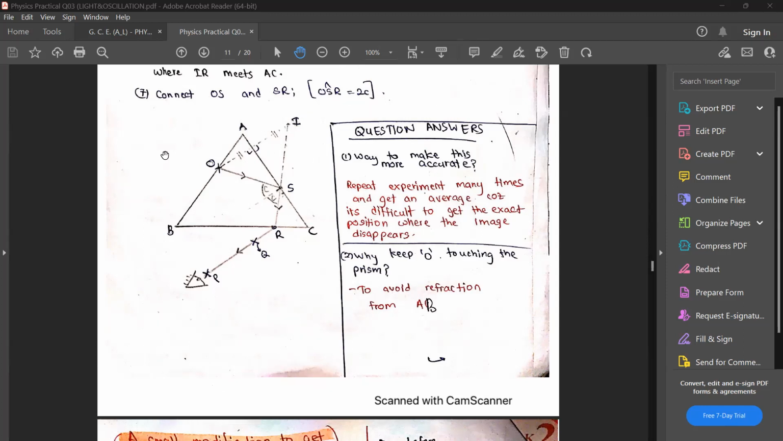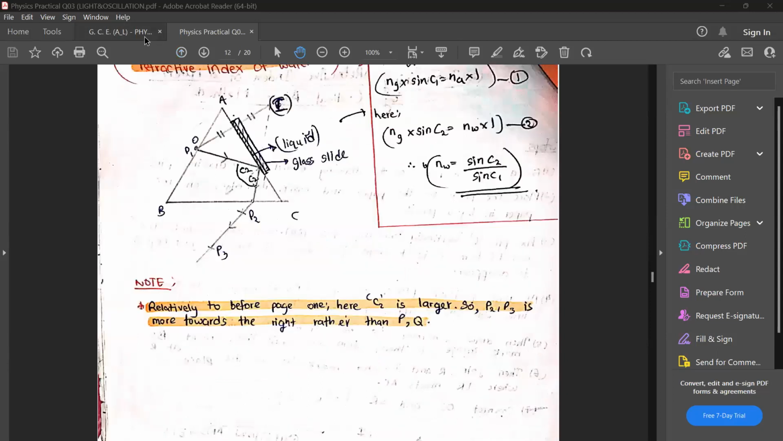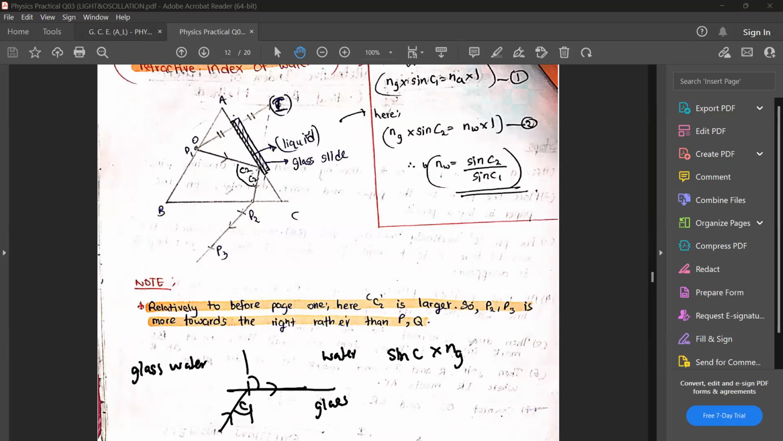Now let's say the interface is a glass-water interface. That means you have glass here, you have water here. So here, let's say angle C1 becomes 90. You can say sine C, the incident angle, into the refractive index of the incident medium, glass, is equal to sine 90 into n water. So we can say n glass is equal to n water over sine C.